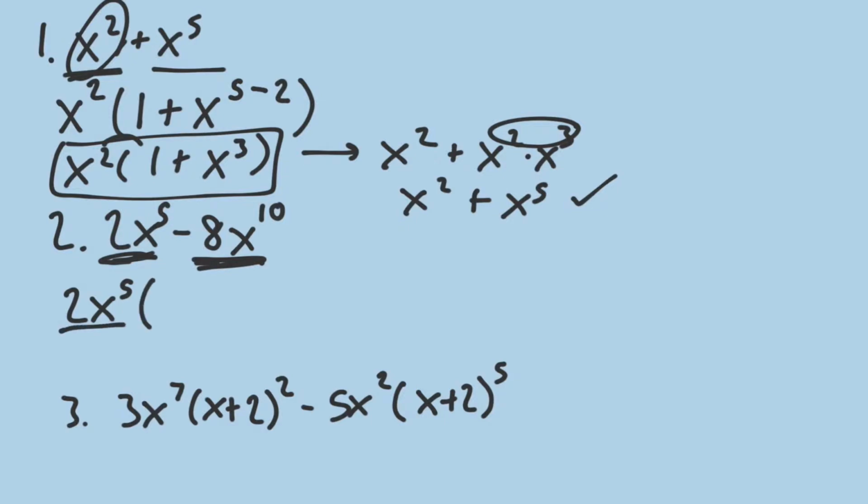Now let's write what's left in both terms. The first term we took out a 2 and we took out the x to the fifth. So there's nothing left, so let's just put a 1. Minus 2 times what is 8? That's 4. X to the 10 is what we had originally, minus what we took out, 5.